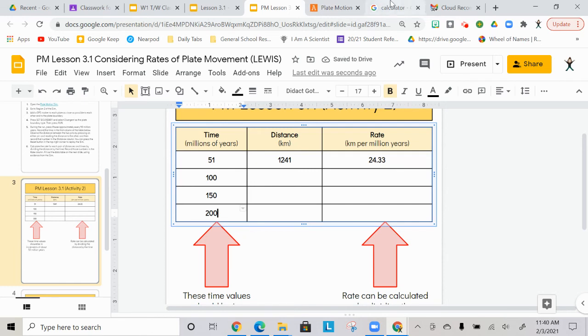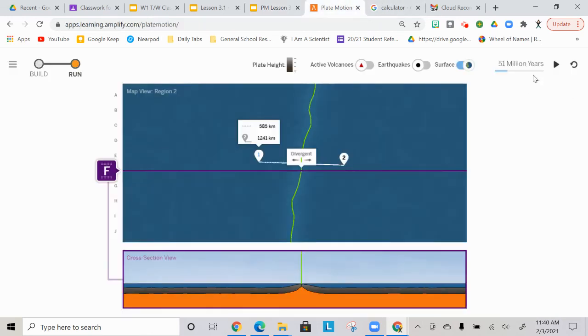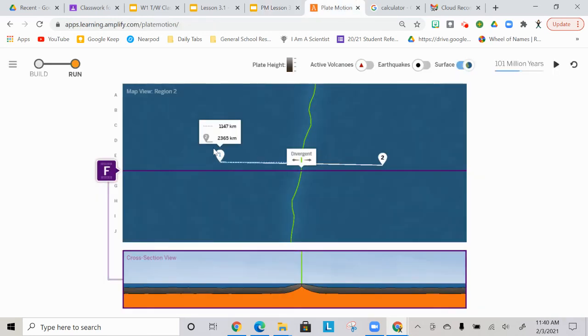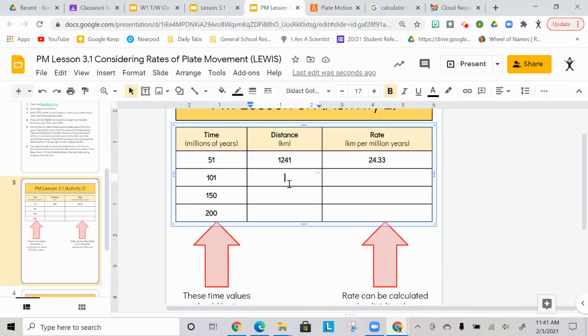In order to find those values, you'll just return to the simulation, keep the sim running until it hits about 100 million years. And again, I'm 1 over, which is fine. I just need to make sure that here I actually make this accurate. So it's 101. And then again, find the distance. It's the second value, 2365, recorded in your table, and calculate your rate, dividing the distance by the time. You'll do that for all 4 rows.